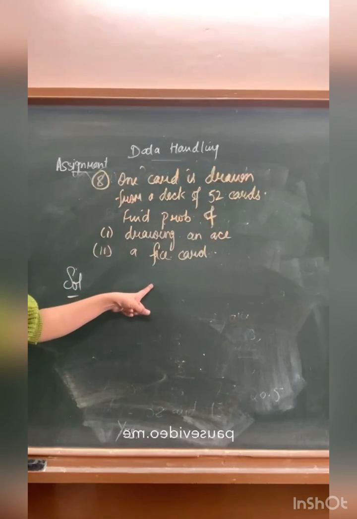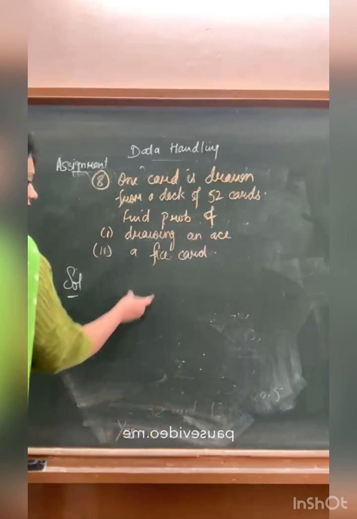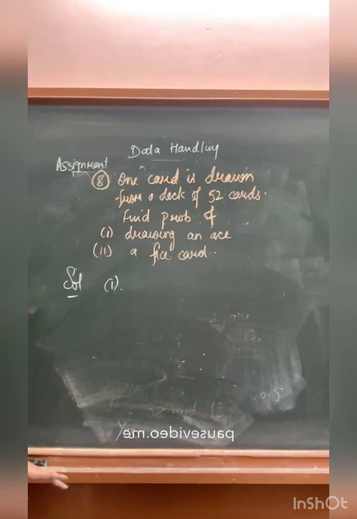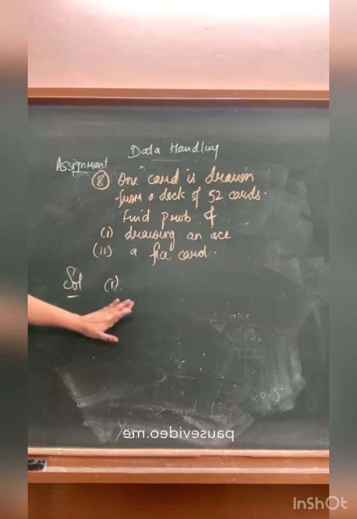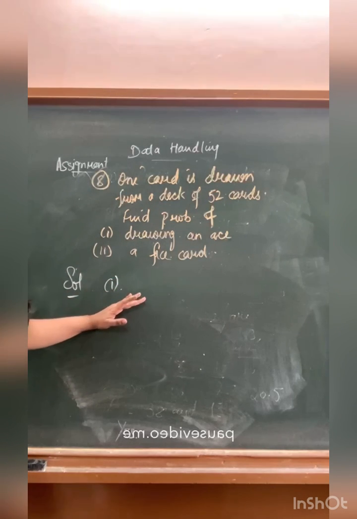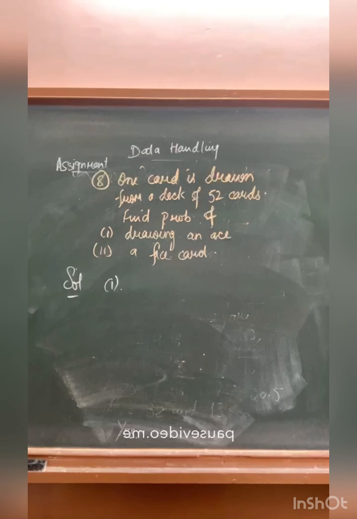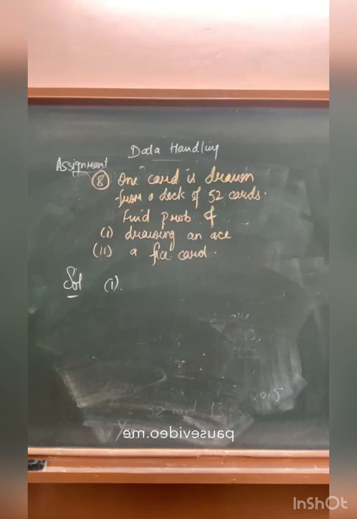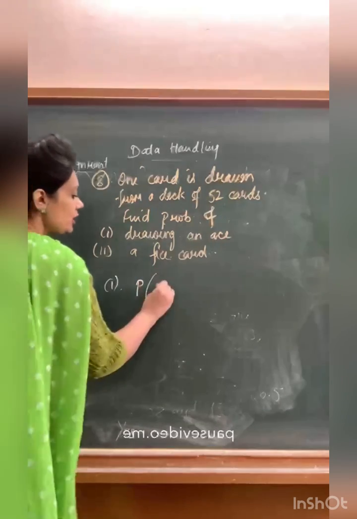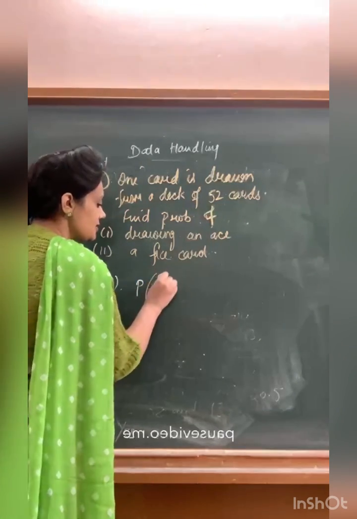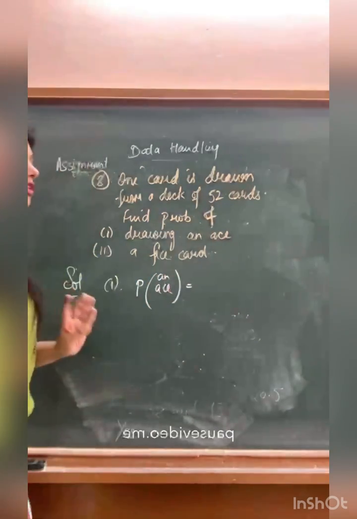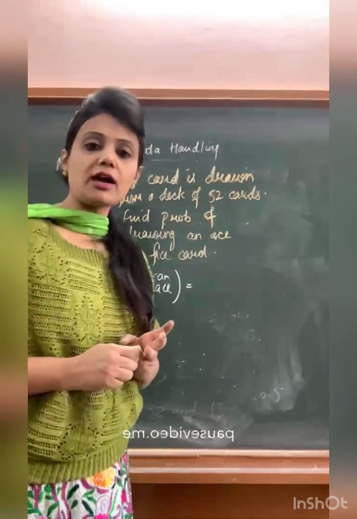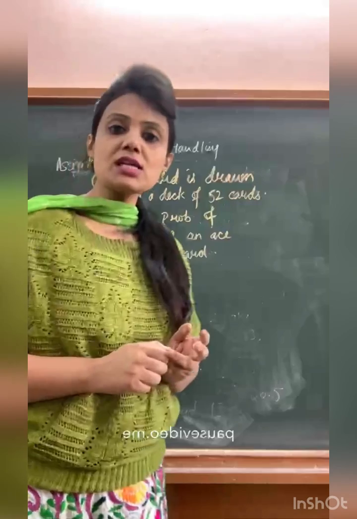So first of all you have to write the formula. I am not writing it right now, but whenever any question of probability comes to you, you have to write the formula of probability, that number of favorable outcomes over total number of outcomes. Then you have to answer the question. Now the probability of an ace. Now for this you should know that how many aces are there in the deck of 52 cards. How many aces are there?